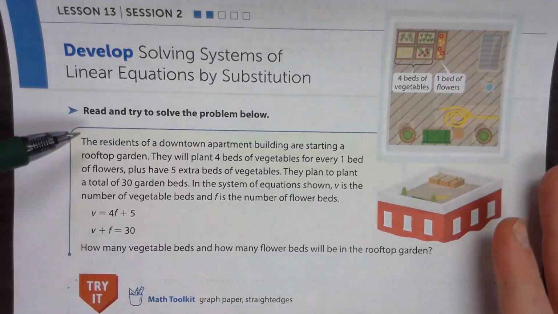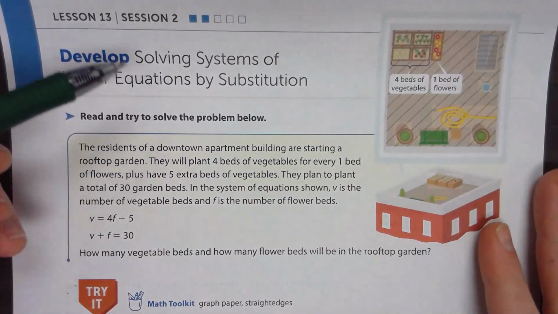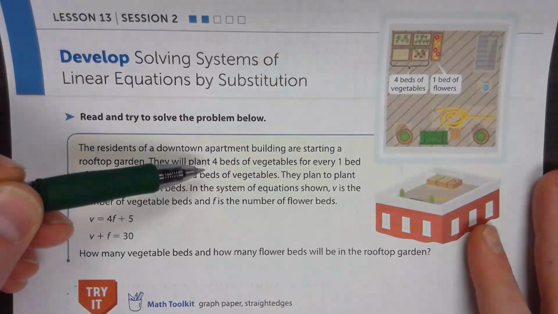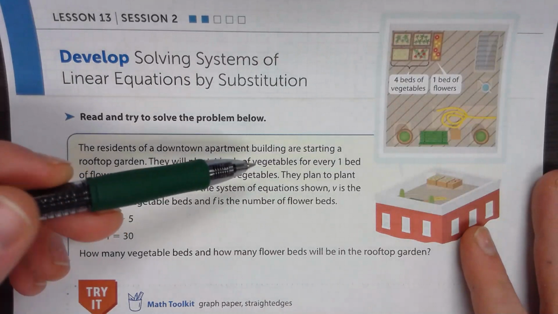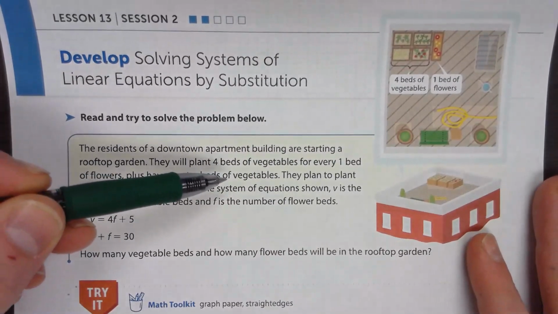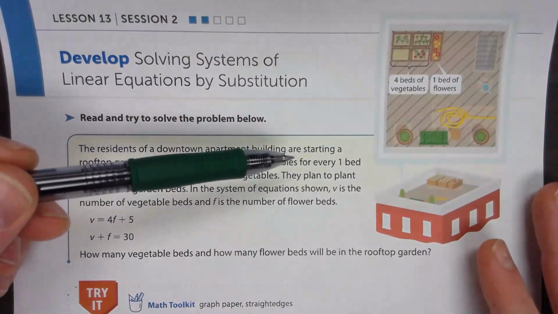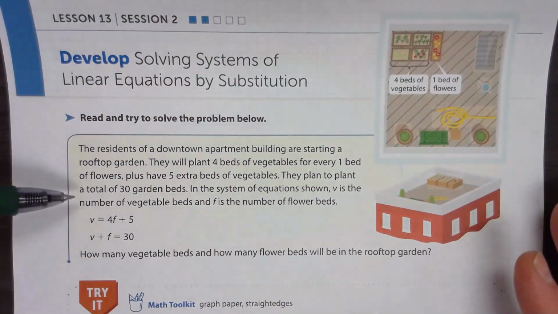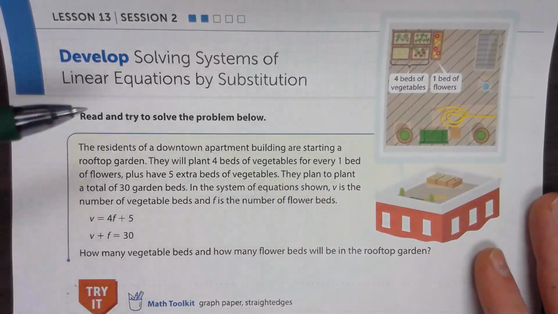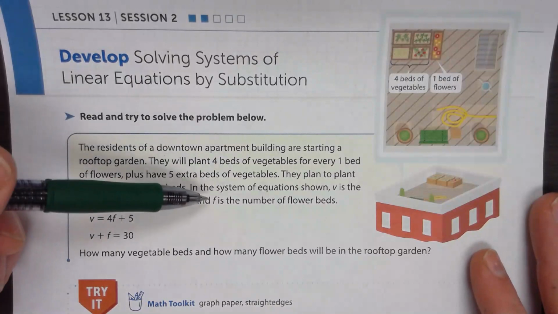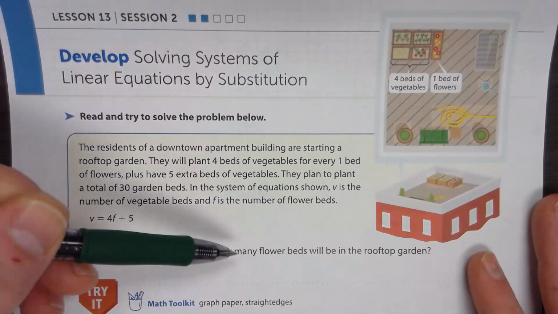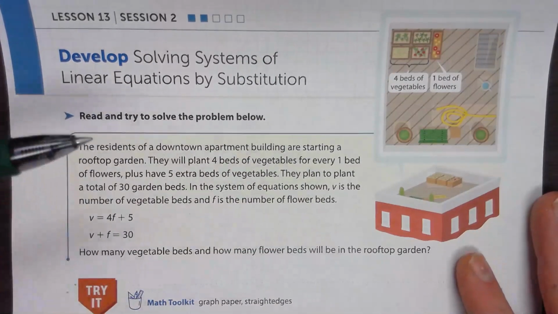It says the residents of a downtown apartment building are starting a rooftop garden. They will plant 4 beds of vegetables for every 1 bed of flowers, plus 5 extra beds of vegetables. They plan to plant a total of 30 garden beds. In the systems of equations shown, V is the number of vegetable beds and F is the number of flower beds. How many vegetable beds and how many flower beds will be on the rooftop garden?